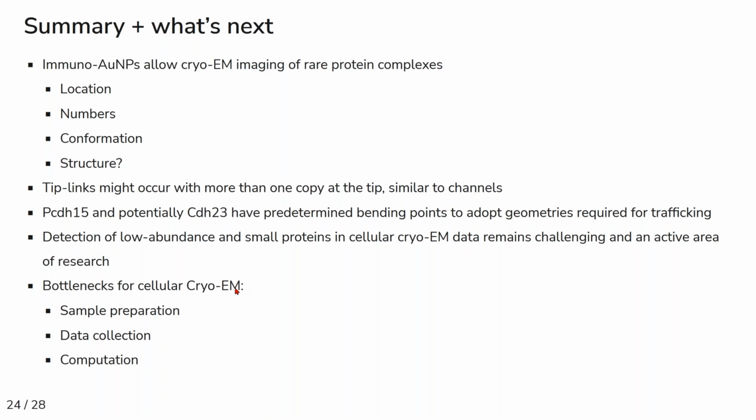But in order for this to happen, there are a bunch of bottlenecks we have to overcome. The first is sample preparation. So we need better ways of creating lots of consistent, thin enough samples that we can look at. And one particularly exciting technology right now is focused ion beam milling for that purpose. The next one is data collection. So with the strategy we used here, it takes about 20 minutes to collect one tomogram.